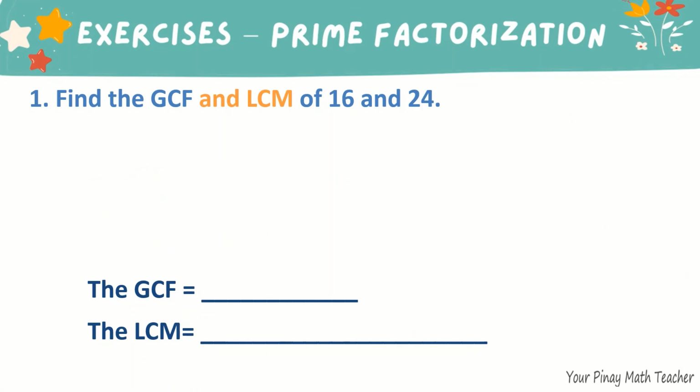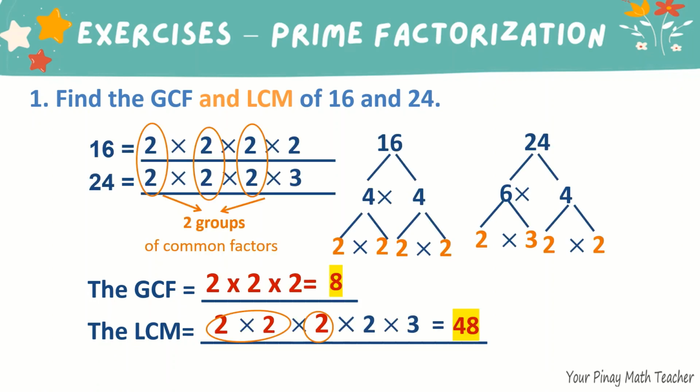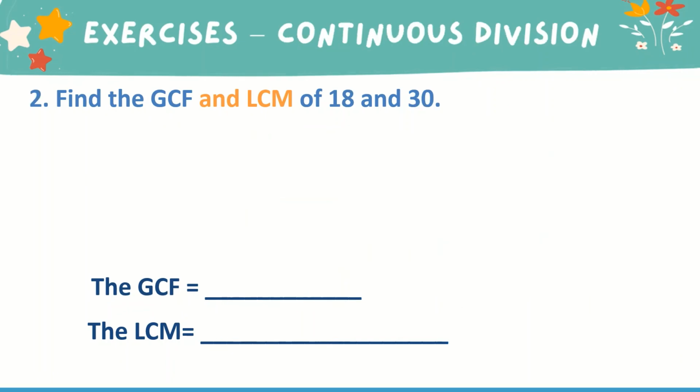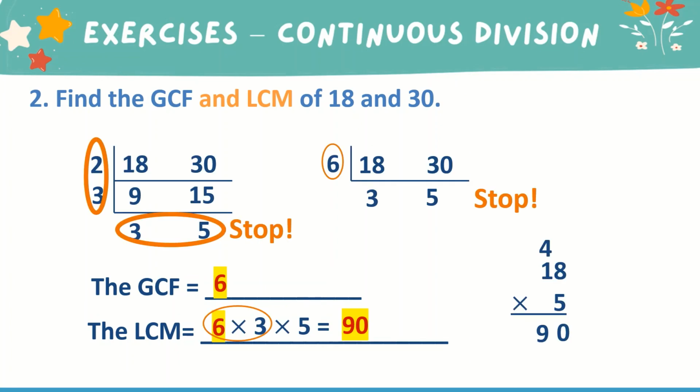For your exercises, number 1, find the GCF and LCM of 16 and 24 using the prime factorization method. Pause the video if you want to answer this on your own. These are the answers. Number 2, find the GCF and LCM of 18 and 30 using the continuous division method. These are the answers.